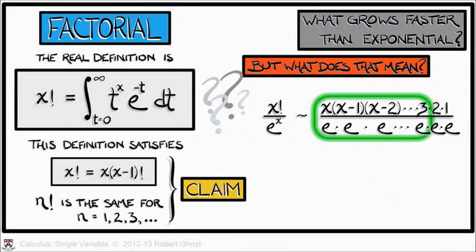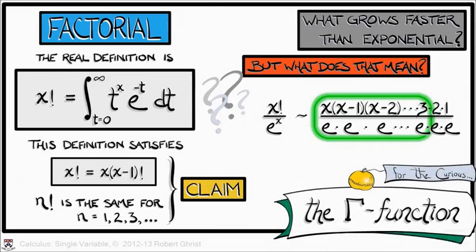Now, for values of x very large, we see that terms in the numerator and terms in the denominator pair perfectly, and almost all of the terms in the numerator are much bigger than the terms in the denominator. And this means that in the limit, as x goes to infinity, we get something that is infinite. That means that x factorial grows much faster than e to the x. If you're curious about this unusual sort of definition, look up information about the gamma function. We'll return to that a little bit later in this course.